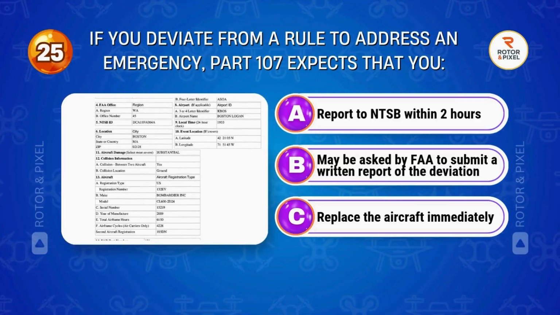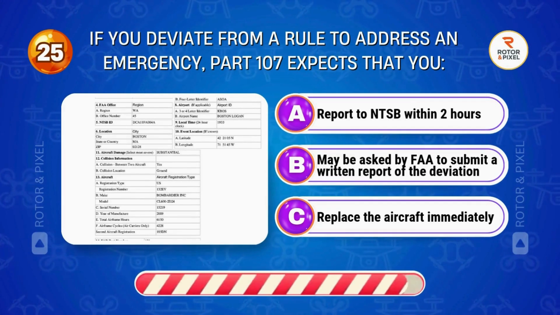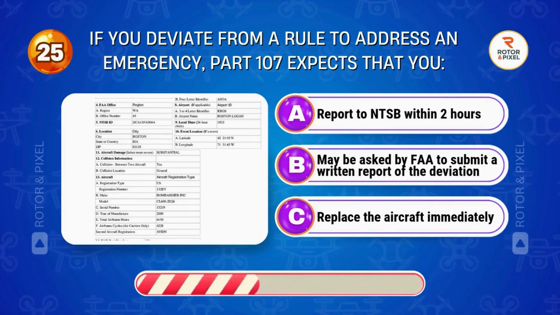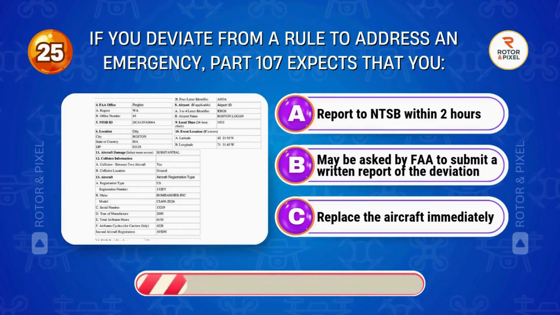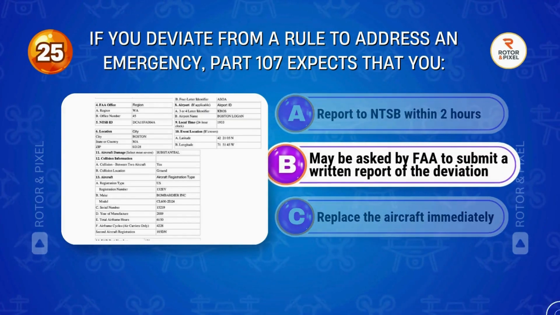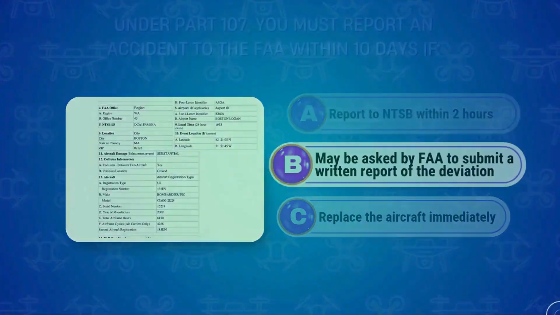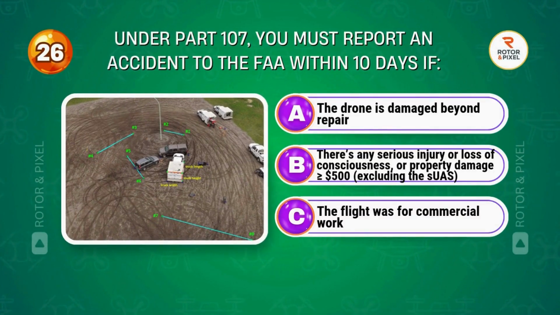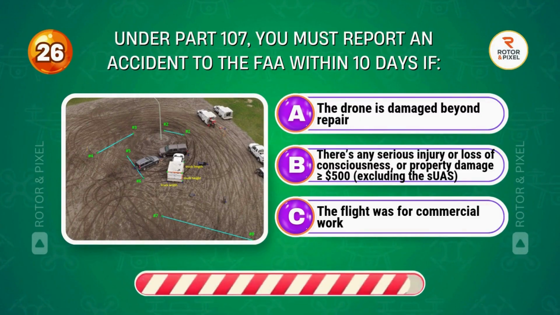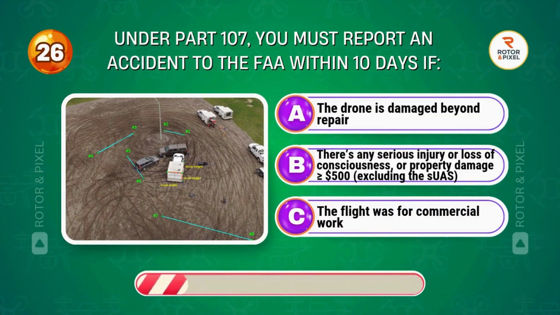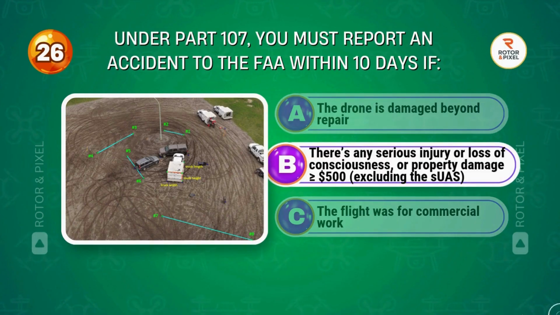If you deviate from a rule to address an emergency, Part 107 expects that you... Answer B, may be asked by FAA to submit a written report of the deviation. Under Part 107, you must report an accident to the FAA within 10 days if... Answer B, there's any serious injury or loss of consciousness or property damage greater than or equal to $500, excluding the sUAS.